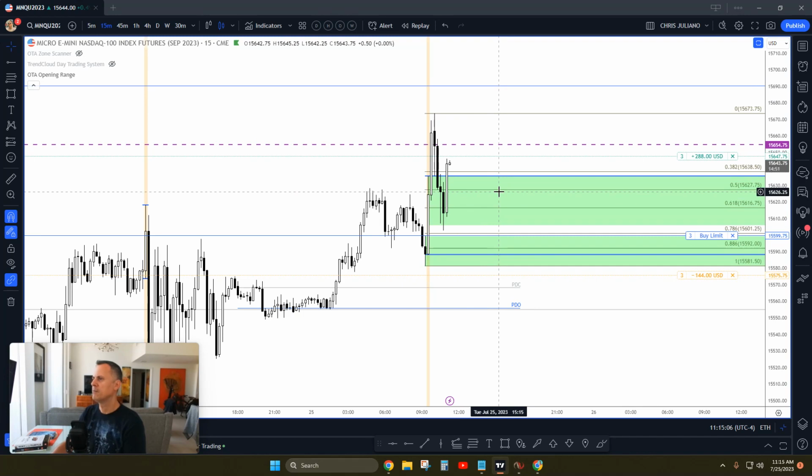Now, is there a temptation to get in here now? Yeah, of course there is. But it's not what we do, right? It's not what we do. We make the commitment to this zone. If it hits it, great. If it doesn't hit it, then you just got to walk away. That is the big takeaway from this.